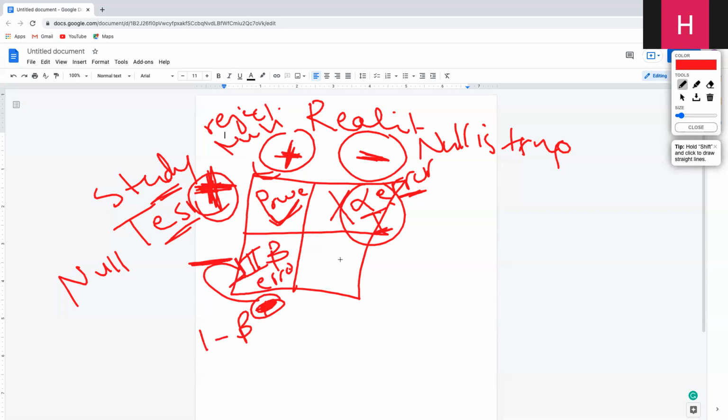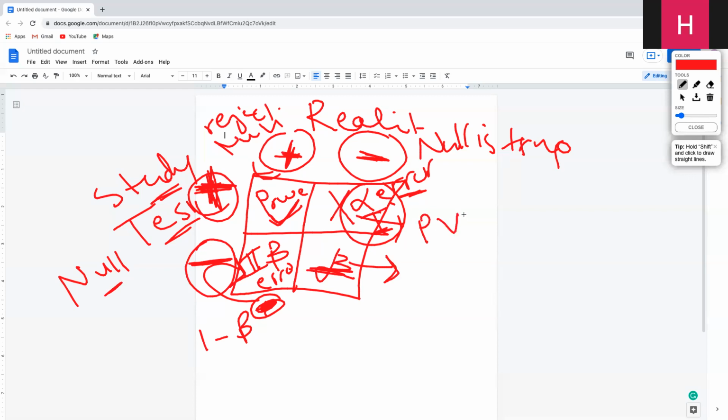And then this one, we don't have a name for it, but here when your study says that there is no association, which means that you are not rejecting the null hypothesis, and in reality also there is no association. So in reality also the null hypothesis is true. And we don't have a name for this one. It's just a true conclusion that you will have, that you're saying that there is no association and in reality it's true.